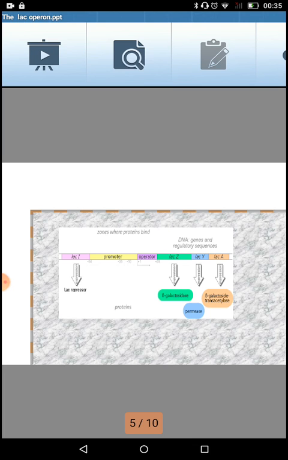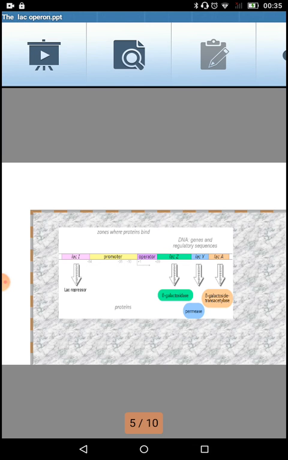What it consists of, I'm repeating again, it will consist of some genes which are called regulatory genes. So we can call it I, which will synthesize a repressor protein. Then the promoter zone, which will help as the binding site for the RNA polymerase. Then comes the operator zone, which will help in the transcription. And then comes the LAC-Z, LAC-Y and LAC-A.